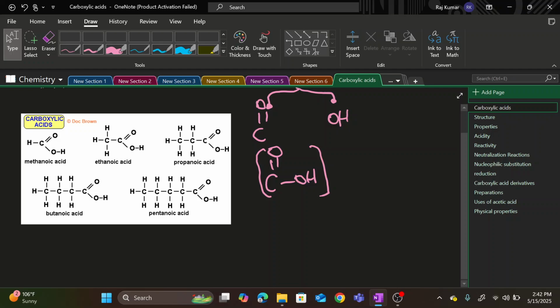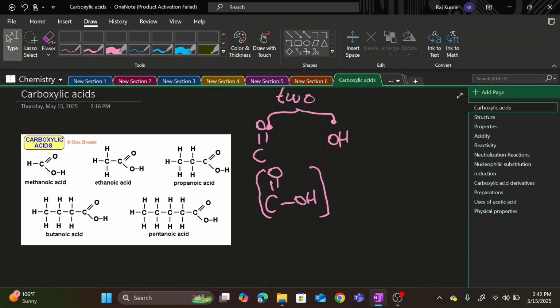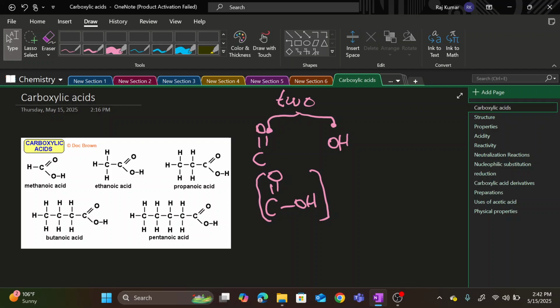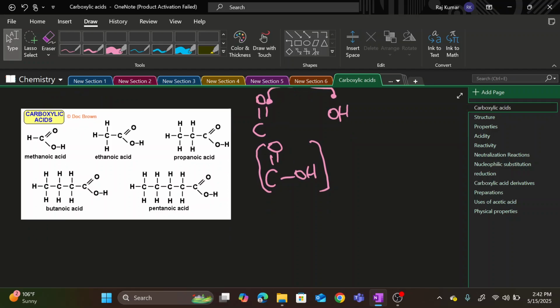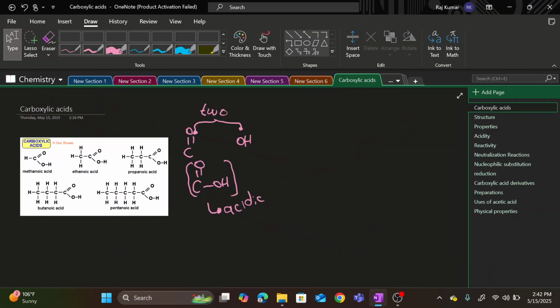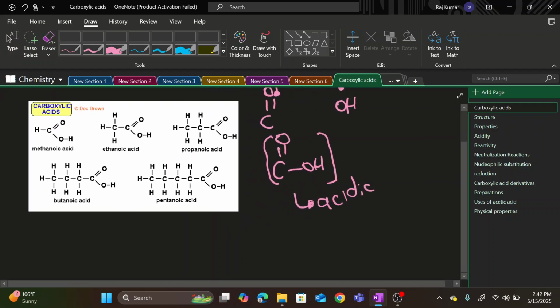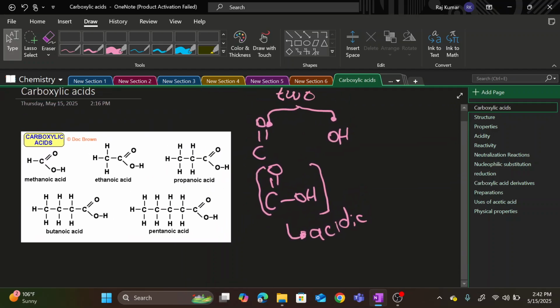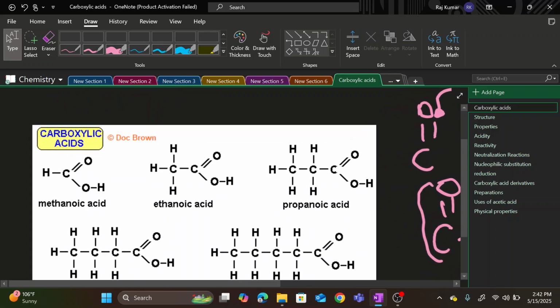Now, when we look at carboxylic acids, they are acidic in nature. They are the most acidic organic acids, right? So let's understand a few basic things about carboxylic acids. First, we need to look into a few basic structures. We have gone through the nomenclature, but we are going to look into some of the basic structures.